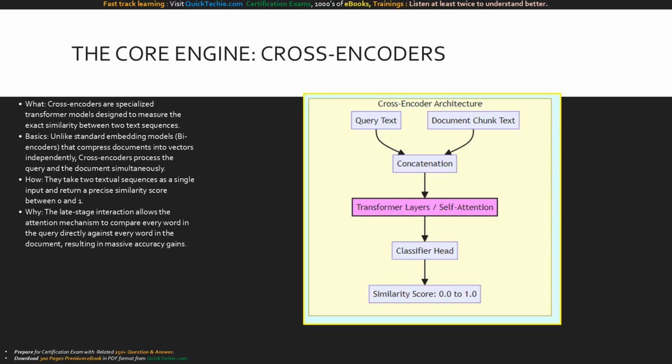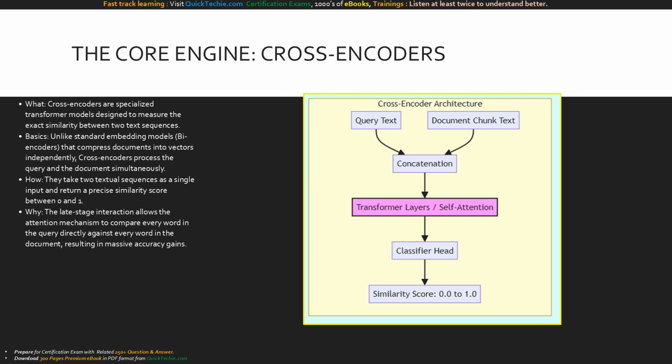To understand reranking, we must understand the engine behind it, the cross-encoder. When you index documents into a vector store, you use a bi-encoder. A bi-encoder processes the query and the document completely independently, turning them into isolated vectors. This is fast, but it prevents the model from understanding how the words in the query relate to the words in the document. Cross-encoders fix this.